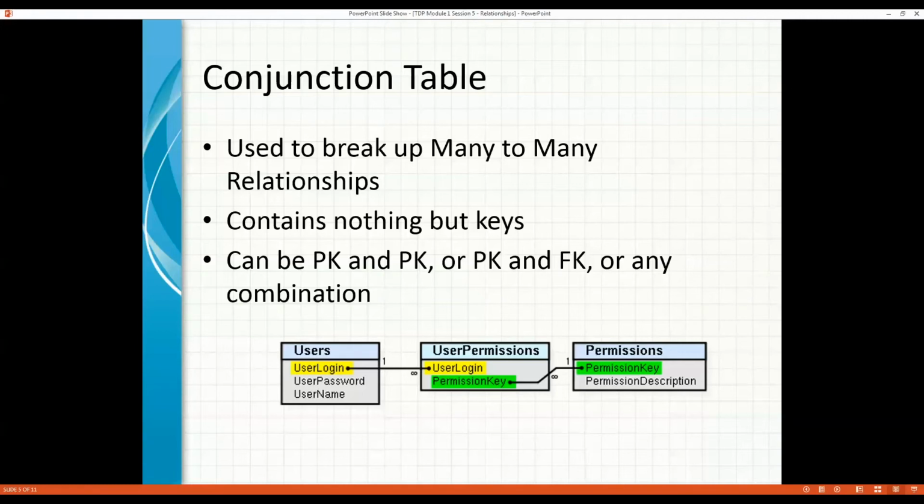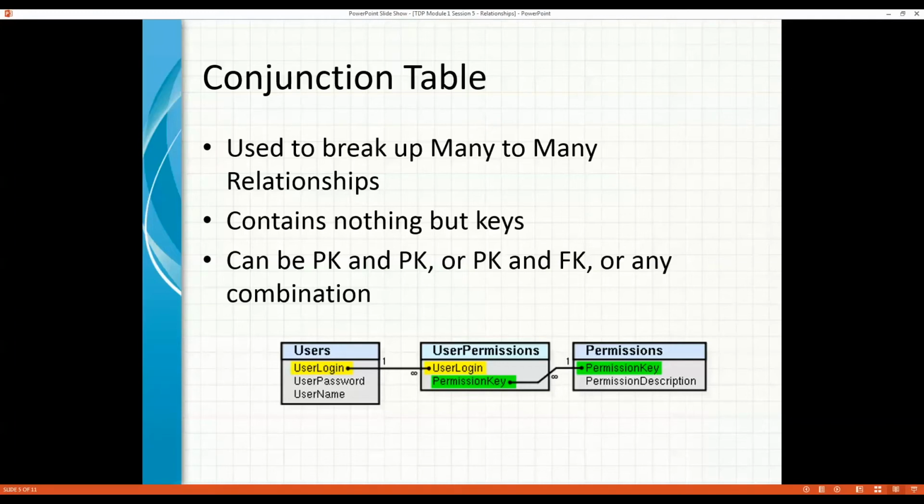The way we fix this is by adding in a third table in between those two entities connected. And this is called a conjunction table. This conjunction table will have nothing but keys in its data set. These are called composite primary keys, or just composite keys, depending on how you use them.